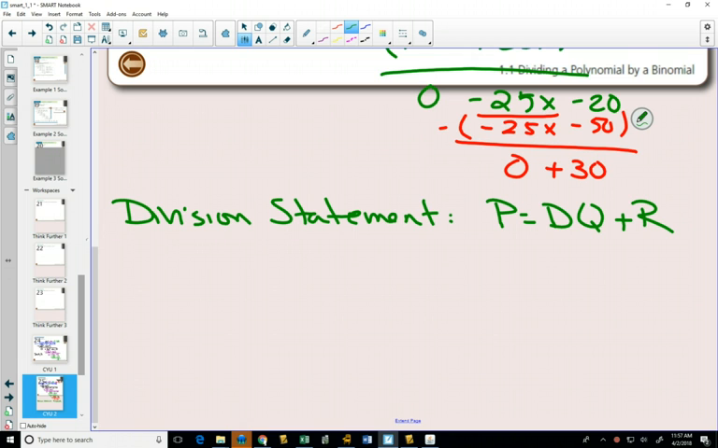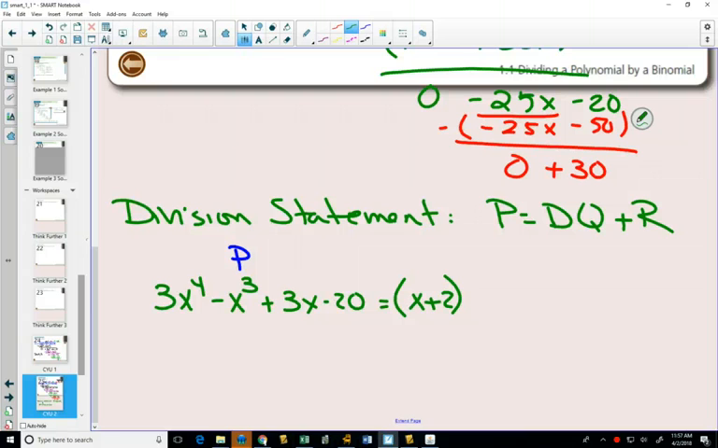So our division statement is our polynomial is a divisor times our quotient plus the remainder. Our polynomial that we started with was 3x to the 4 minus x cubed. You don't have to write the 0x squared. You can, if you want to, plus 3x minus 20. That's our polynomial. We divided by x plus 2. So that x plus 2, that's your divisor.